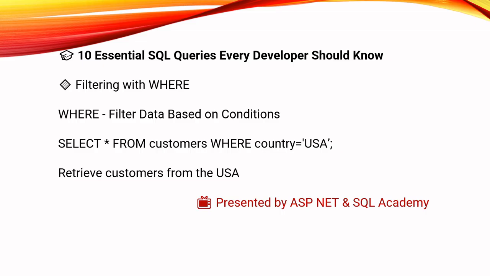The next query we will cover is the where clause. This clause is used to filter data based on conditions. For example, select star from customers where country equal USA retrieves all customers from the USA. You can use various operators like equal, less than, greater than, etc. to filter your data.